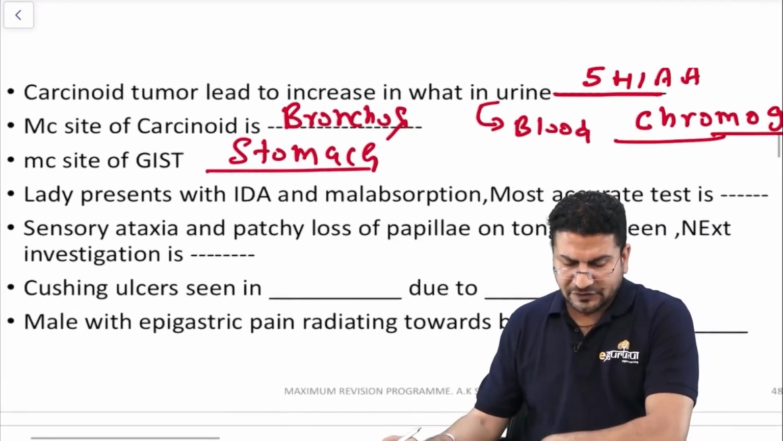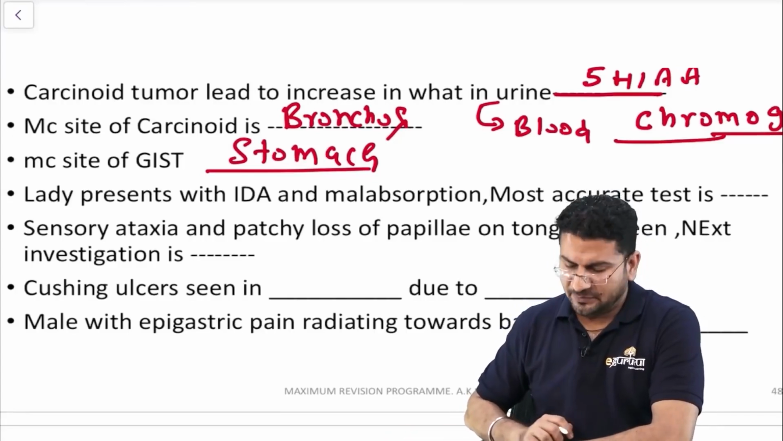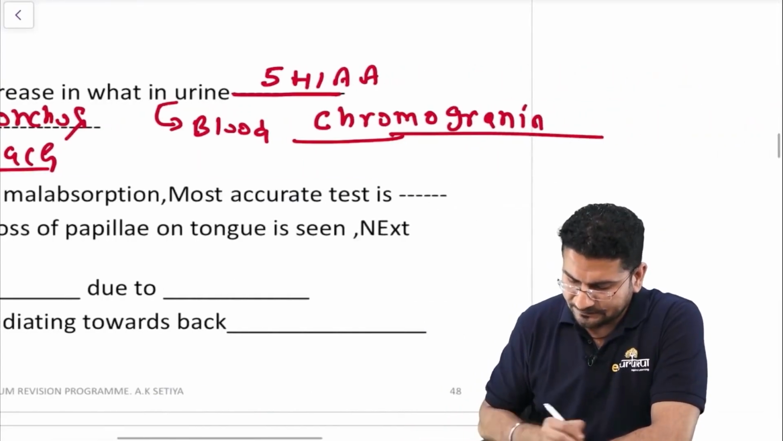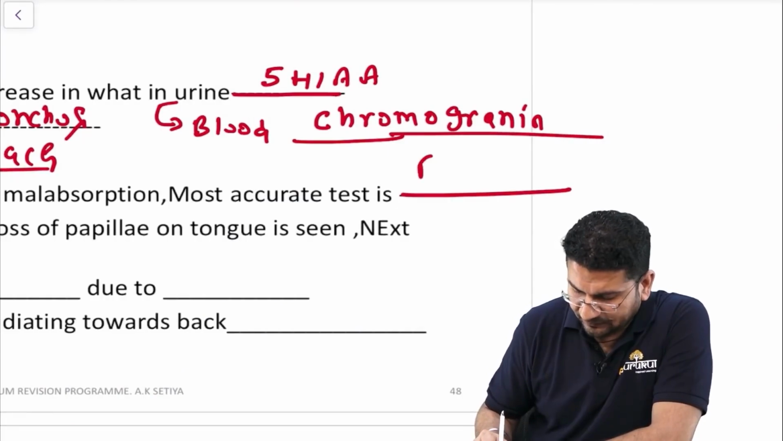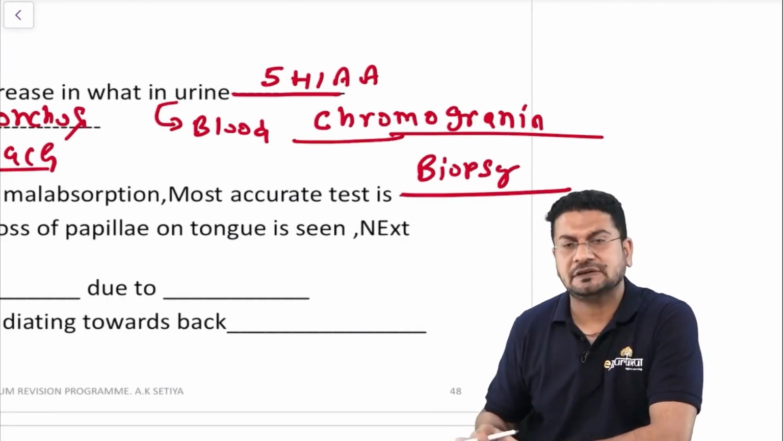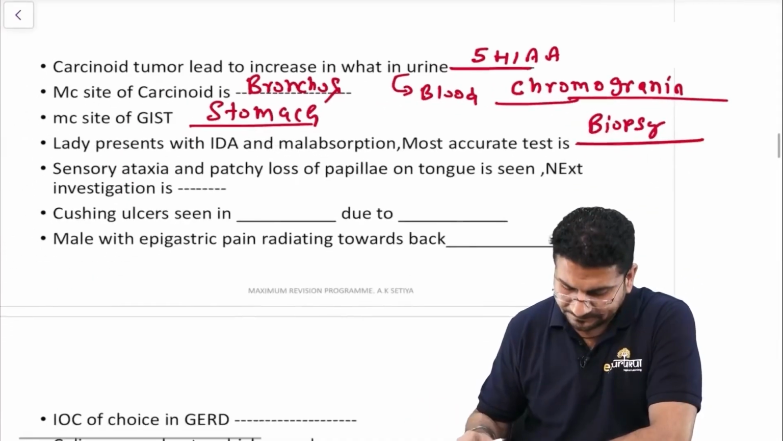Lady presents with iron deficiency anemia and malabsorption. Iron deficiency anemia, malabsorption, most accurate test? Most accurate will be biopsy. But sometimes they will not give the option biopsy, then you can find the antibodies like anti-TTG, anti-endomysial.